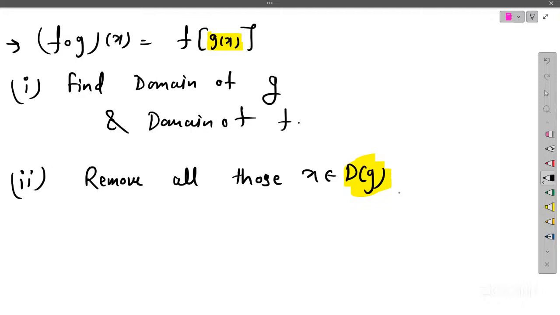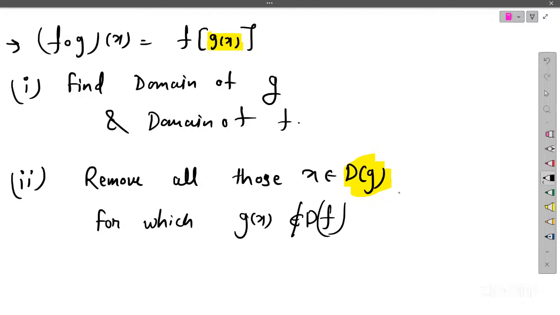So we have to remove all those x from the domain of g for which g of x, that means if you compute g of x, is not a part of the domain of f. Because if g of x is not a part of the domain of f, we cannot talk about f of g of x. We have to apply f on g of x, and if g of x is not in the domain of f, that particular expression is not defined for g of x. So composition of functions means we have to apply functions one by one.